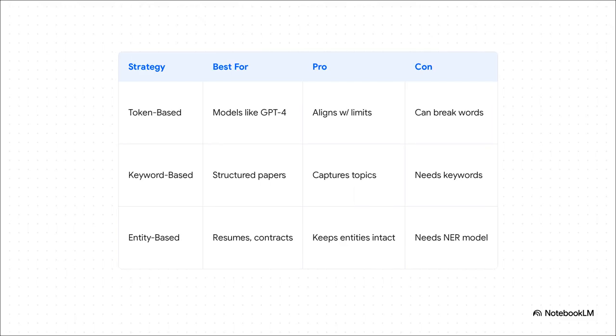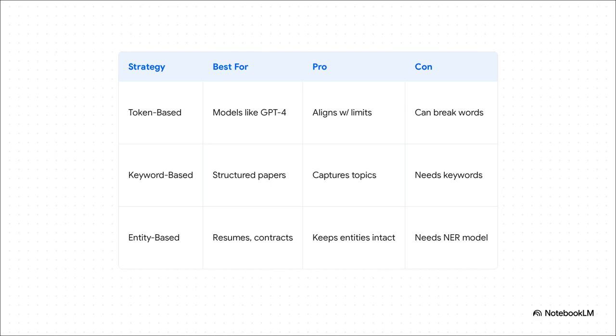Now, this next set of tools focuses on the content itself. Token-based chunking is interesting. It breaks text down into tokens, which is exactly how models like GPT-4 see the world. It's super precise for matching model limits, but you do risk breaking a word right in the middle. Then there's keyword-based chunking. This is great for structured papers. It just looks for specific words like introduction or conclusion and starts a new chunk there.